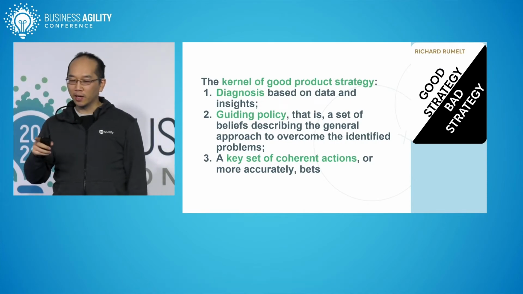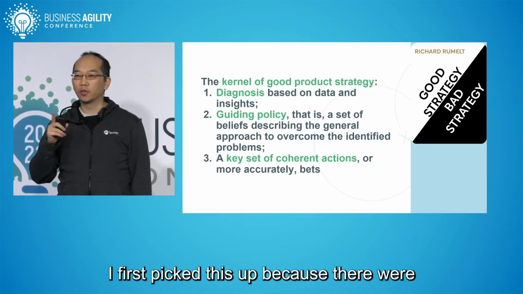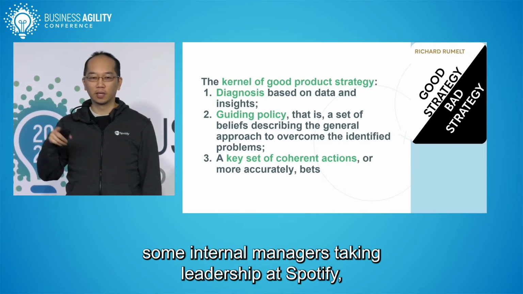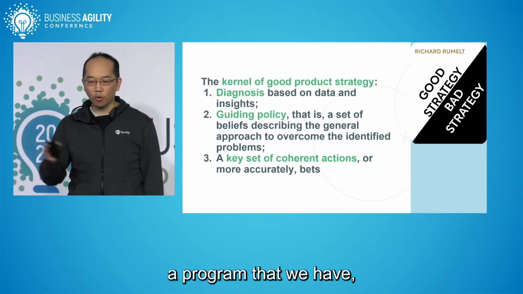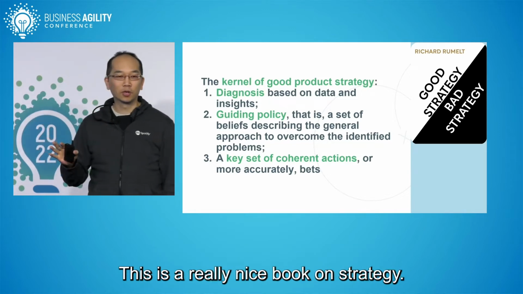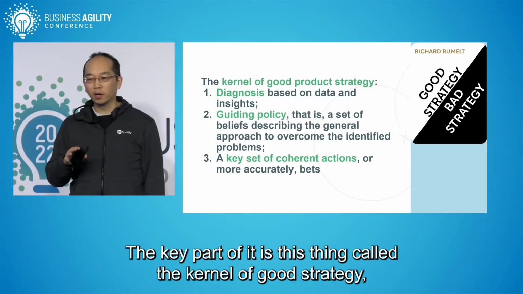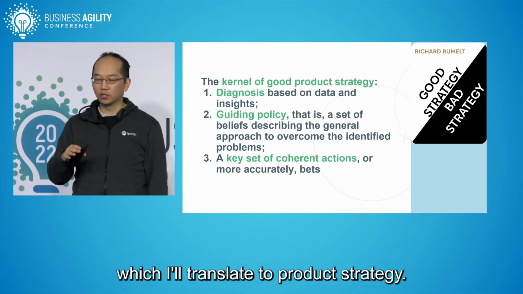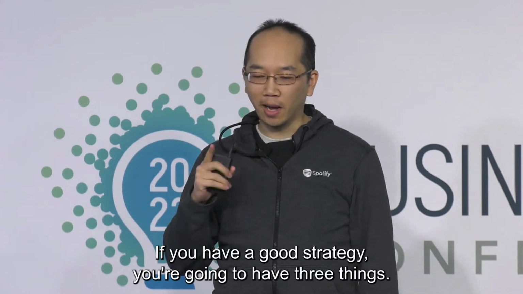I first picked this up because there's an internal leadership program for managers at Spotify, and this is one of the books that everyone goes through. This is a really nice book on strategy. The key part of it is this thing called the kernel of good strategy, which I'll translate to product strategy. So if you have a good strategy, you're going to have three things.